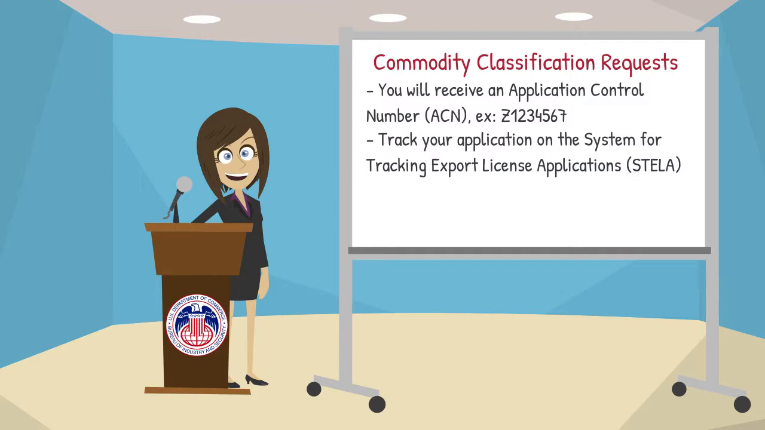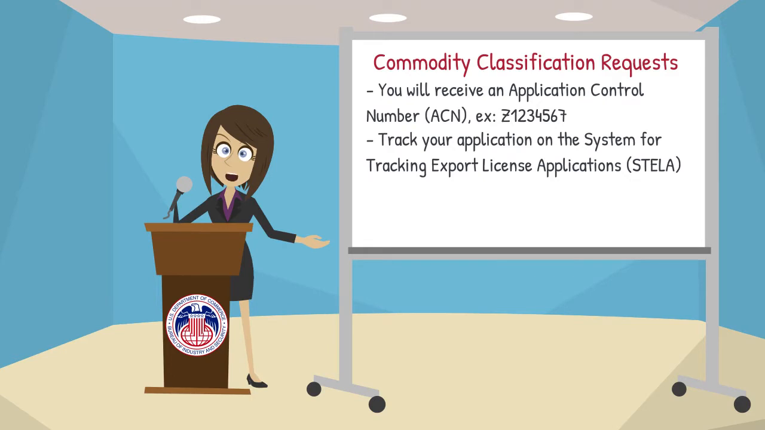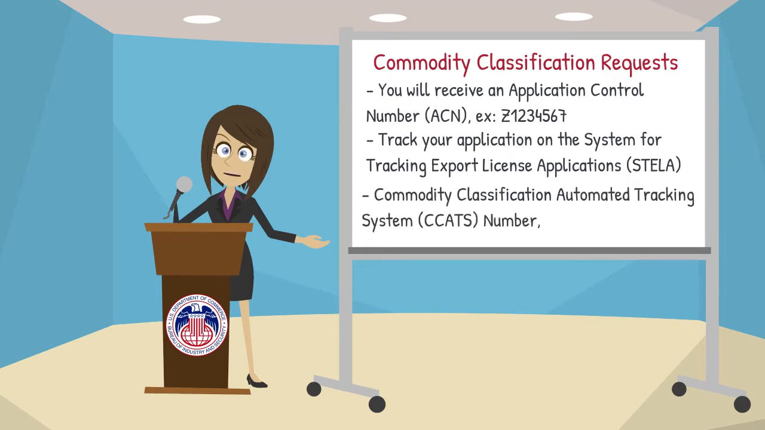The last screen showed the STELA homepage with a green box at the top right with the website's address, https://snapr.bis.gov/stela/. BIS assigns each completed commodity classification with a Commodity Classification Automated Tracking System number, or CCATS for short. The CCATS number starts with the letter G, followed by a string of numbers.